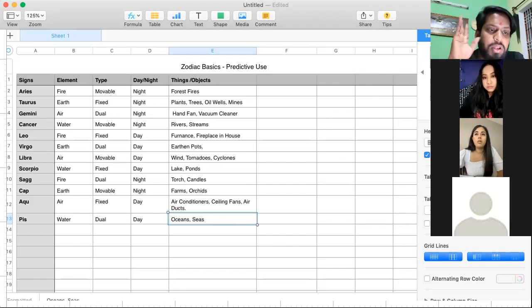Okay, but his 10th lord was sitting in the dual sign, so it also gave dual results. So he got two offers, because the 10th lord was in the dual sign. One is from a very far city, and one is from a nearby city, like a city which is 200 kilometers away.